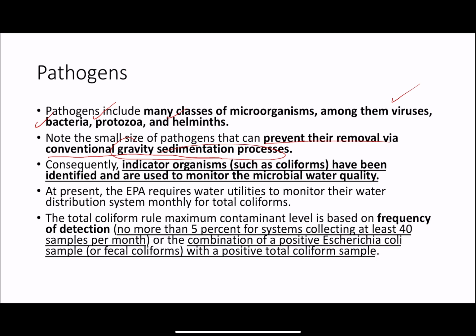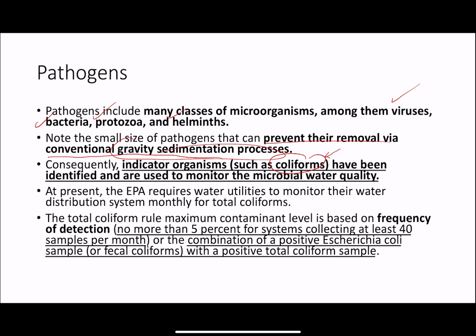Of course, there are indicator organisms such as coliforms, which have been identified as a very good indicator to monitor microbial water quality. There are thousands of microorganisms, hundreds of viruses, protozoa, and helminths. Are we going to measure each one of them? No. We will use coliform to indicate the microbial water quality in the water.